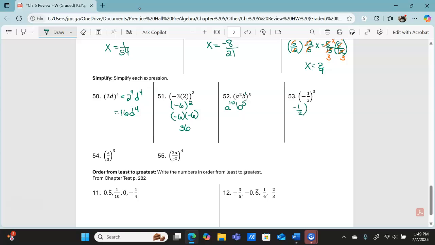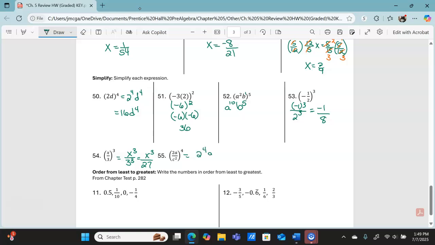This one is 1/2 cubed. So I'm going to do each part cubed. I'm going to do the numerator cubed. So negative 1 cubed over 2 cubed, which is negative 1, because negative 1 times negative 1 times negative 1 is a negative 1. 2 cubed is 8. This would be x cubed over 3 cubed. X cubed is just x cubed. 3 cubed is 27. 3 times 3 times 3.